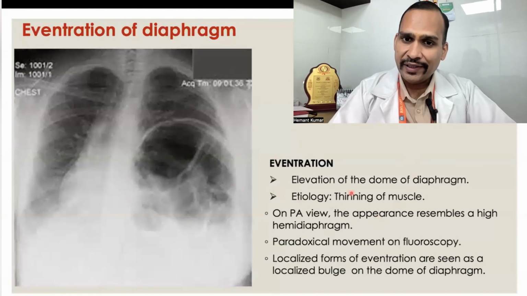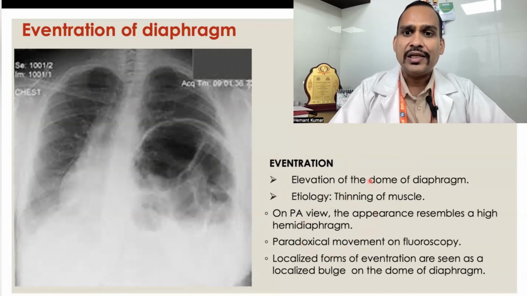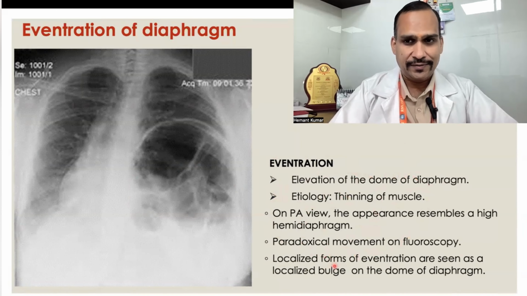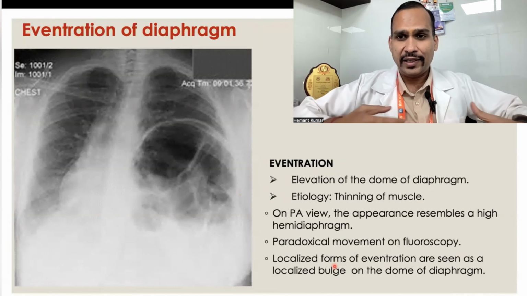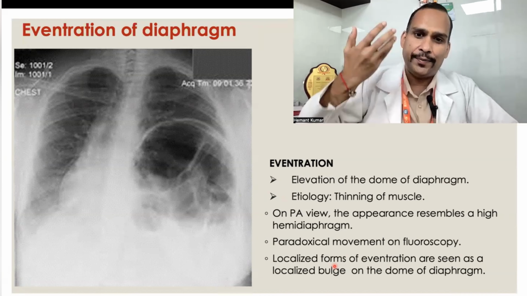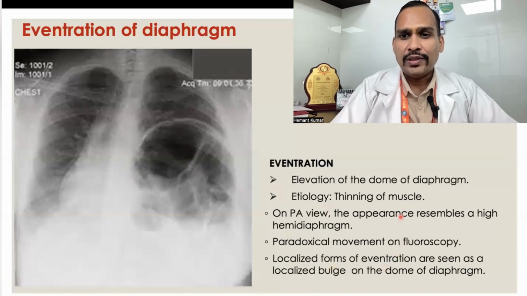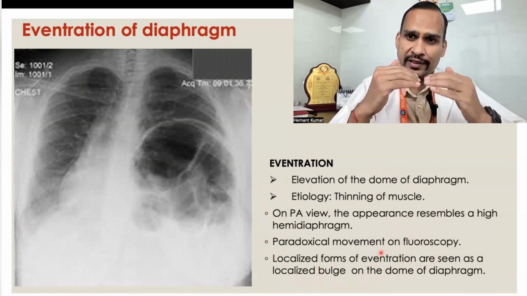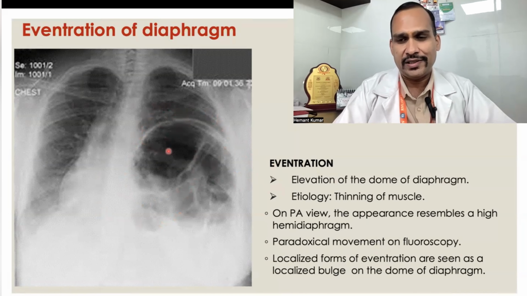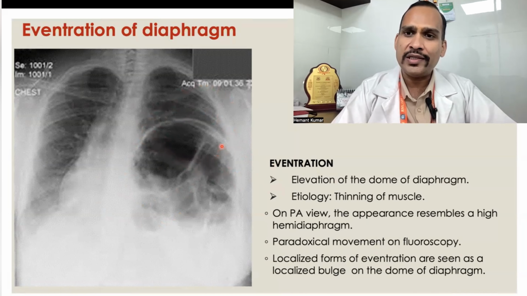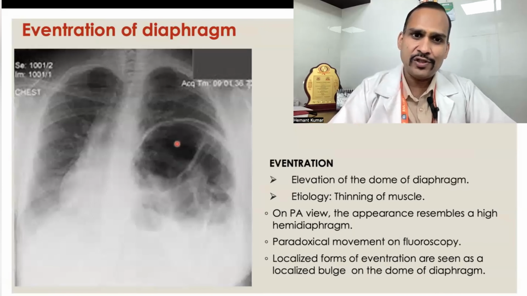So what is eventration? Eventration is just thinning of muscle. Whenever there is thinning of diaphragmatic muscle, because of intra-abdominal pressure, diaphragm goes up. So there will be paradoxical movement on fluoroscopy, and the eventration may be diffuse, which involves the whole hemidiaphragm, or it may be localized. If it is localized, you can see there is a focal bulge of diaphragm.